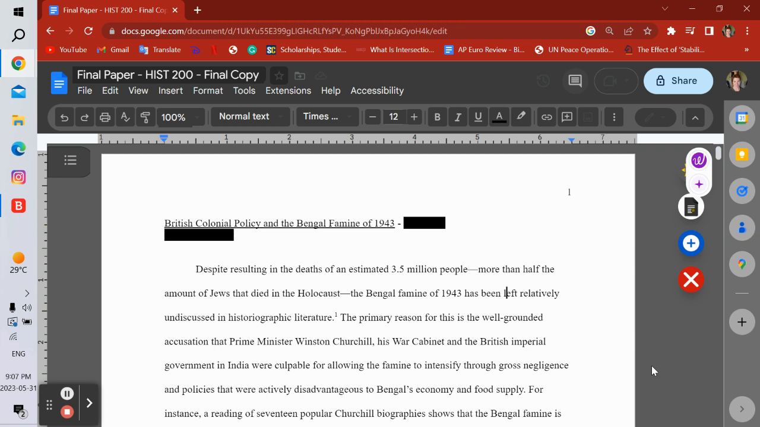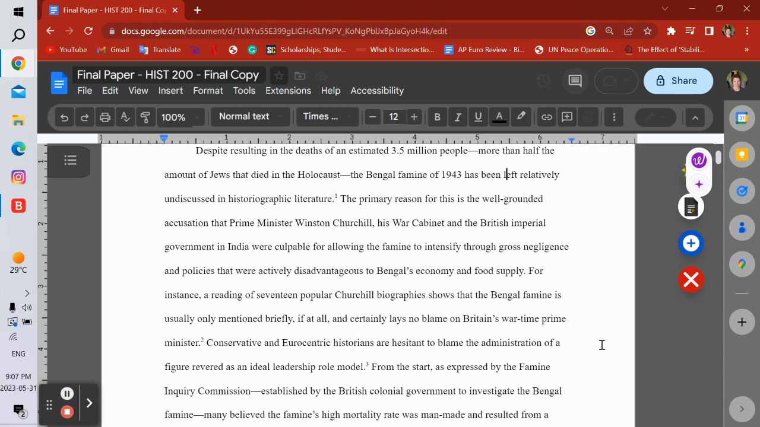Despite resulting in the deaths of an estimated 3.5 million people, more than half the amount of Jews that died in the Holocaust, the Bengal famine of 1943 has been left relatively undiscussed in historiographic literature. The primary reason for this is the well-grounded accusation that Prime Minister Winston Churchill, his war cabinet, and the British imperial government in India were culpable for allowing the famine to intensify through gross negligence and policies that were actively disadvantageous to Bengal's economy and food supply.